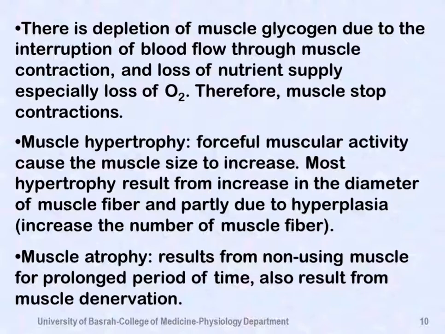Muscle hypertrophy takes place after forceful muscular activity. This causes the muscle size to increase because of the increase in the diameter of the muscle fibers and the increase in the number of muscle fibers, leading to muscle hypertrophy. While muscle atrophy results from not using the muscle for a long period of time, and this results from muscle denervation.